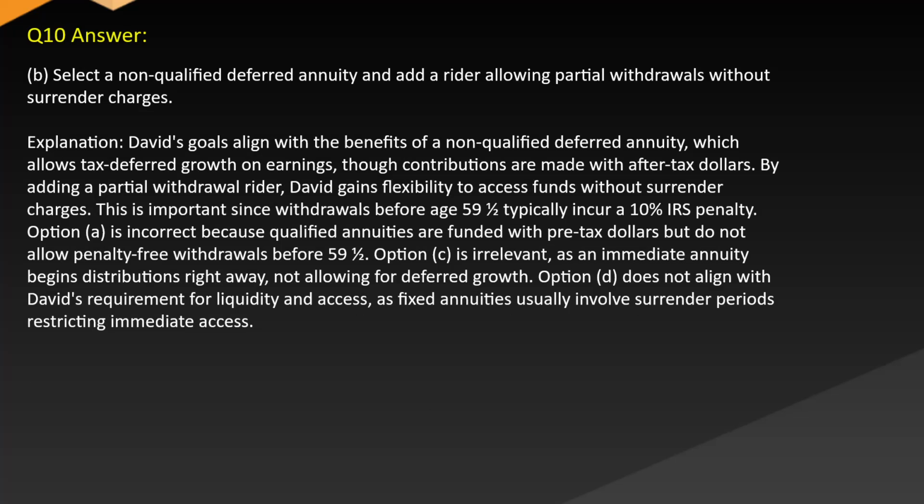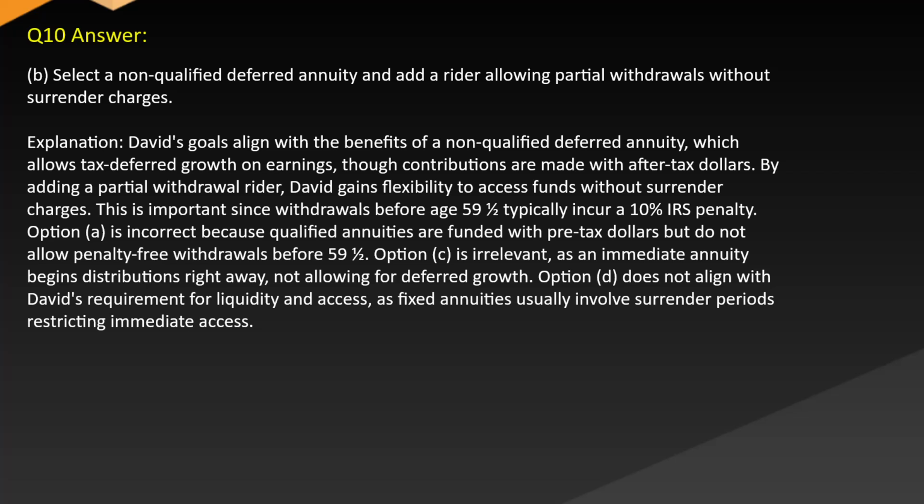Answer: B. Select a non-qualified deferred annuity and add a rider allowing partial withdrawals without surrender charges. Explanation: David's goals align with the benefits of a non-qualified deferred annuity, which allows tax-deferred growth on earnings, though contributions are made with after-tax dollars. By adding a partial withdrawal rider, David gains flexibility to access funds without surrender charges. This is important since withdrawals before age 59½ typically incur a 10% IRS penalty.